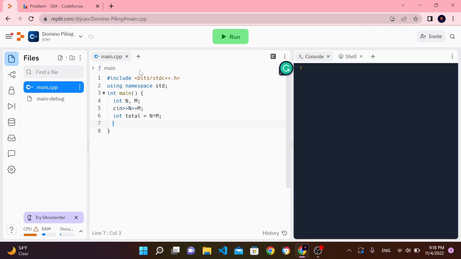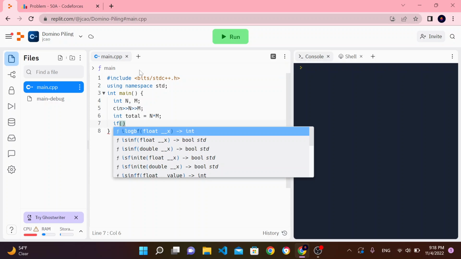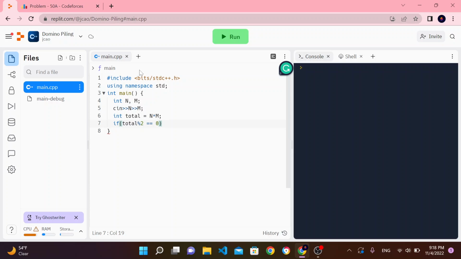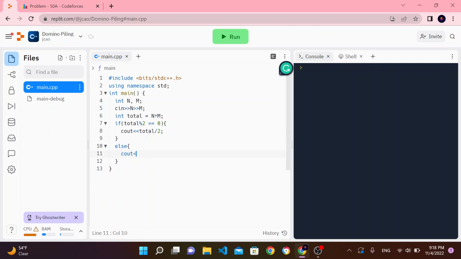And now if we run some if statements, if total mod 2 is equal to 0, which means it can be divided by 2 and there's no remainder, then we would just print out total over 2. And else, then we still print out total over 2 because of integer division. So let's try 2 and 4 once it loads. 2, 4. Yeah, it's 4. So now if we try 3, 3, it's 4.